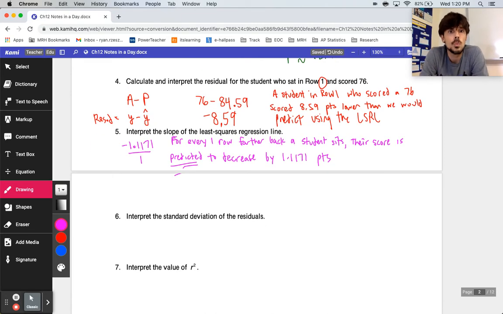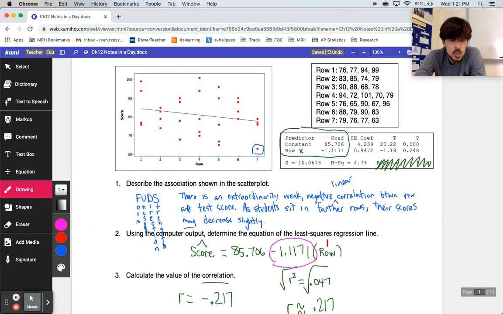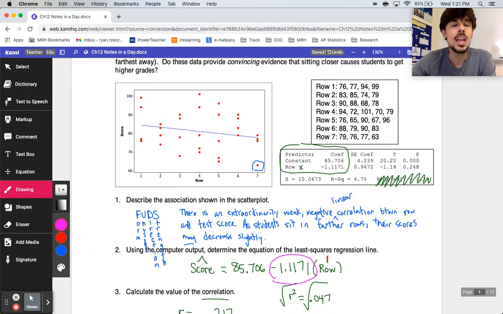Next thing we need to do is interpret the standard deviation of the residuals. That was S from our problem. This is also going to be a script. So remember the idea of a residual. Residual tells us how far off each point is from the line of best fit. Some of them are positive. Some of them are negative in how far off they are.